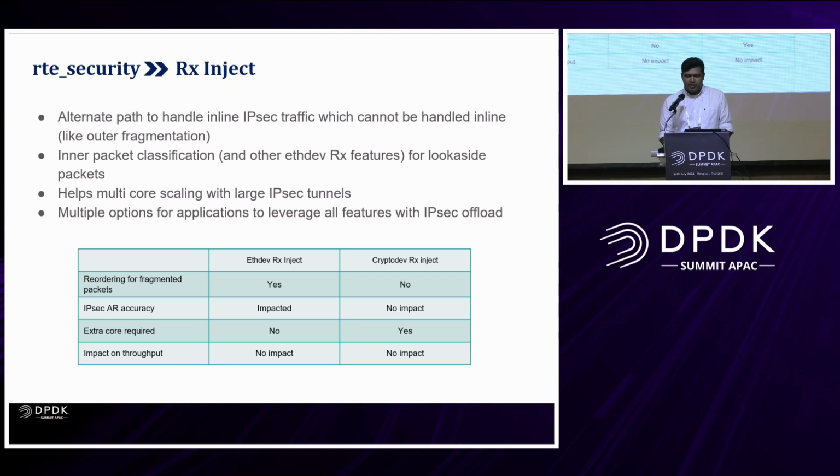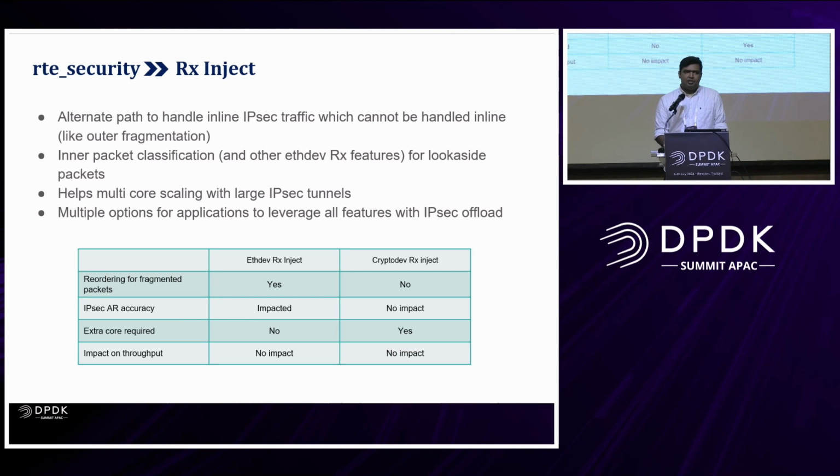For Cryptodev, the API provides a mechanism for inner packet parsing and distribution. Basically, leverage all Ethdev offloads for the inner packet. The API tries to complete the inline IPsec feature available in DPDK today. It allows the application to pick its path based on what its priorities are.